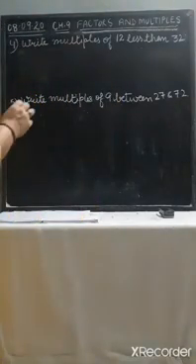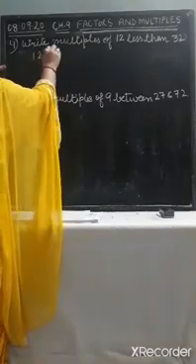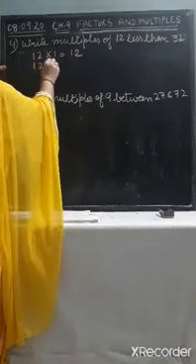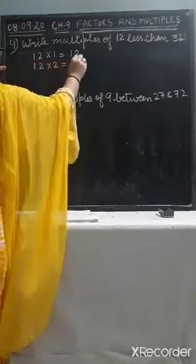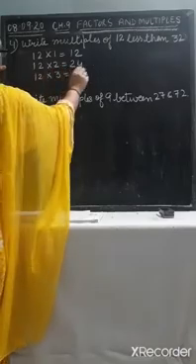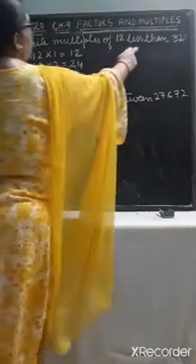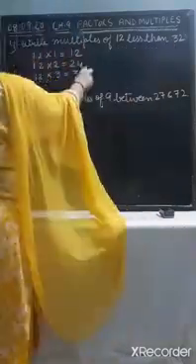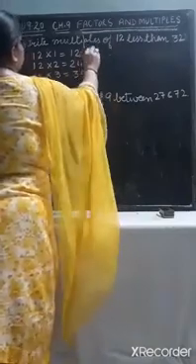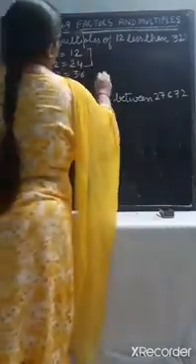Next question is, write multiples of 12 less than 32. We will start finding multiples of 12. 12 ones are 12, 12 twos are 24, 12 threes are 36. But we are to find out multiples less than 32. So the multiples of 12 which are less than 32 are only 12 and 24.